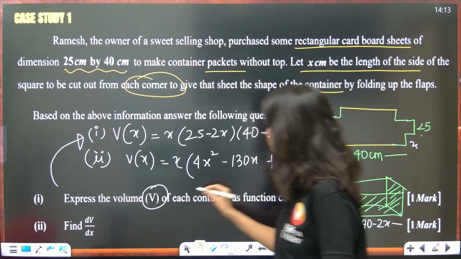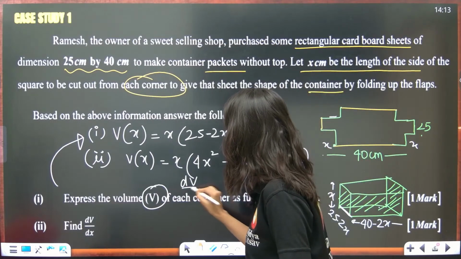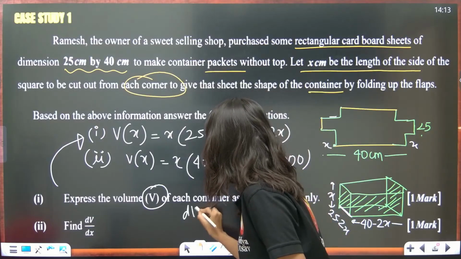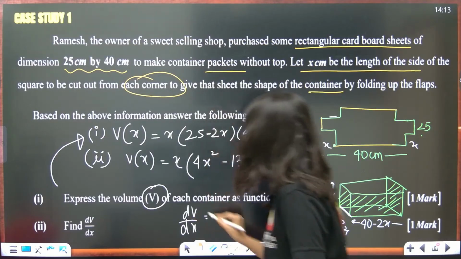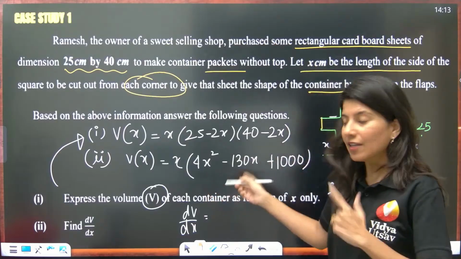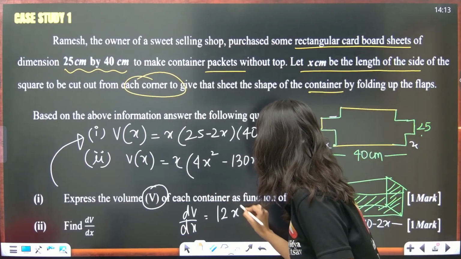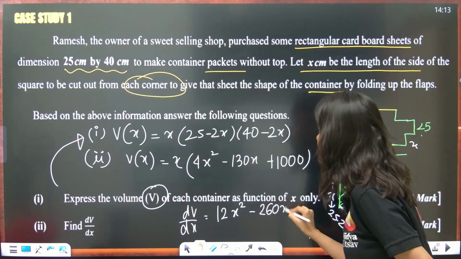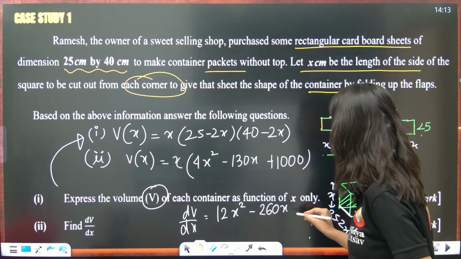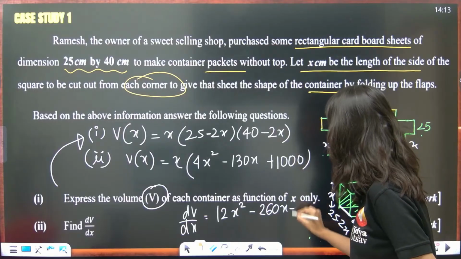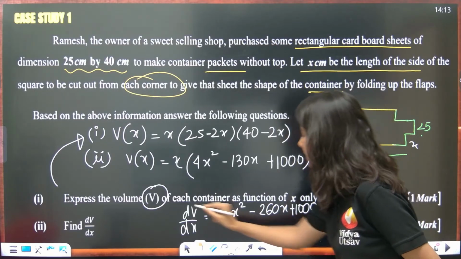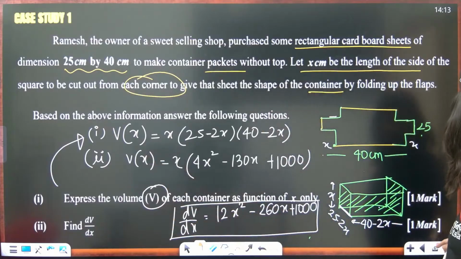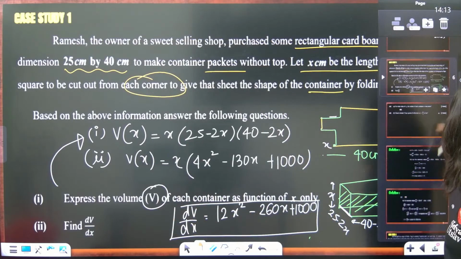Correct? Now dv by dx. Let me calculate it over here. dv by dx will be what? So ma'am, 4x cube is there, so 12x square minus 260x. Okay, and then this is 1000. So plus 1000. This is your answer. Okay, so first and second clear. 1 mark, clear. Okay, so this is how it is.